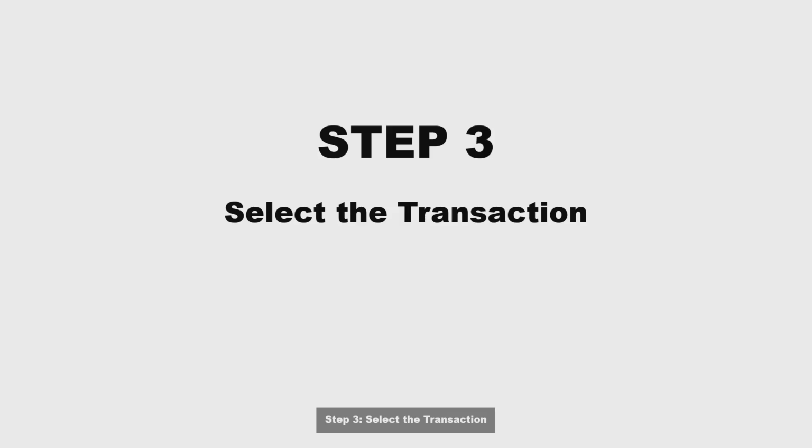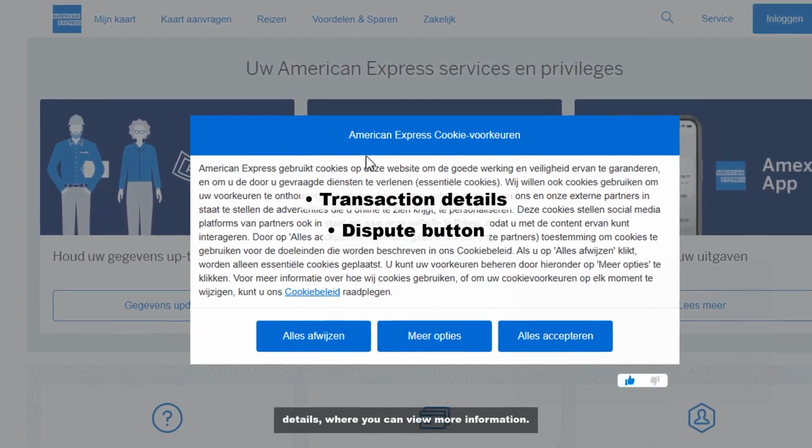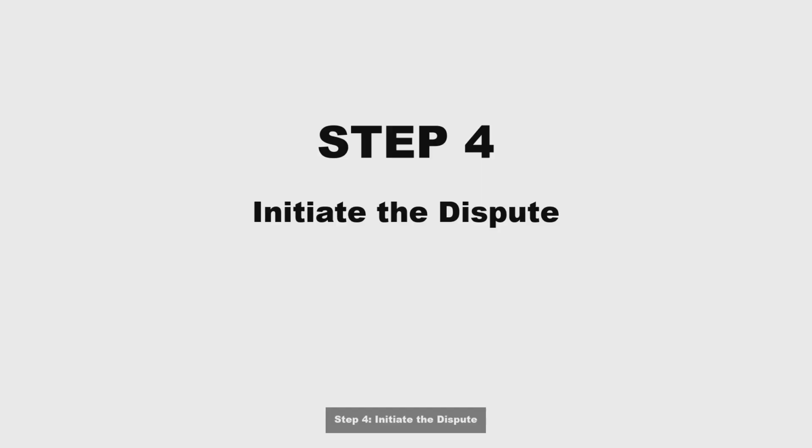Step 3. Select the transaction. Tap on the specific transaction you wish to dispute. This will open up the transaction details, where you can view more information.